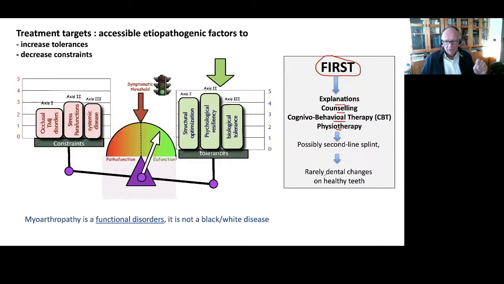And rarely dental change on healthy teeth. Underlined: on healthy teeth. If the teeth are in a bad situation, in a bad position, in a bad status, the things are different.